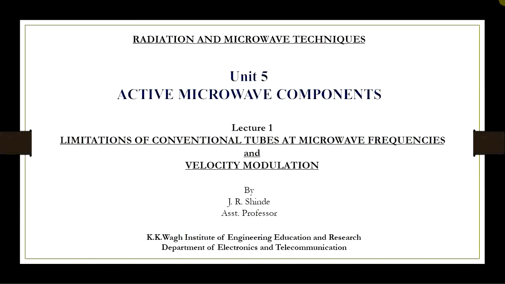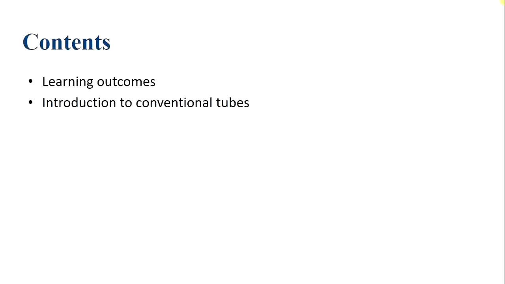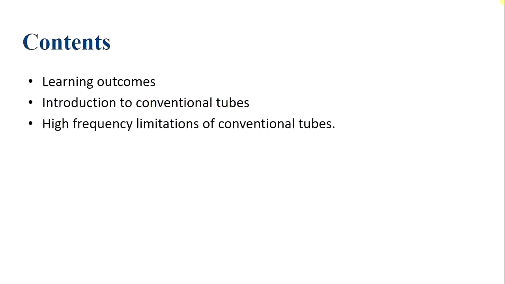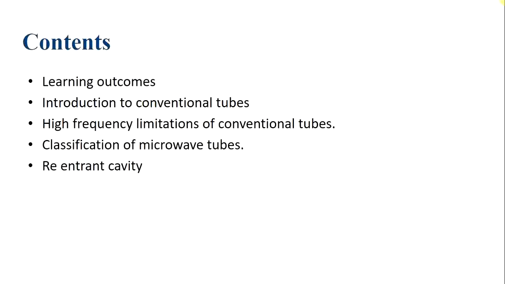Before proceeding to the different microwave components, we will go through some limitations of the conventional tubes at microwave frequency, and we will also understand the concept of velocity modulation, which is used in the different microwave tubes. So let's see what contents we are going to cover in this lecture: learning outcomes, introduction to the conventional tubes, high frequency limitations of conventional tubes, and the classification of microwave tubes. We will see the re-entrant cavities and the concept of velocity modulation.